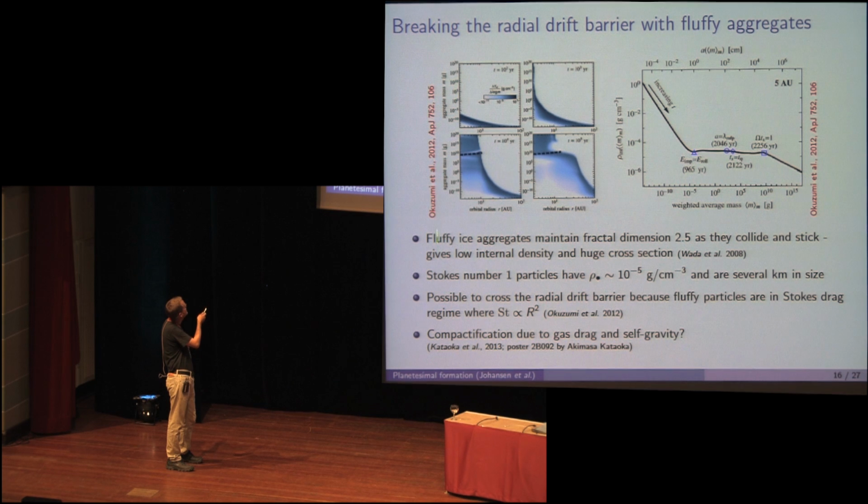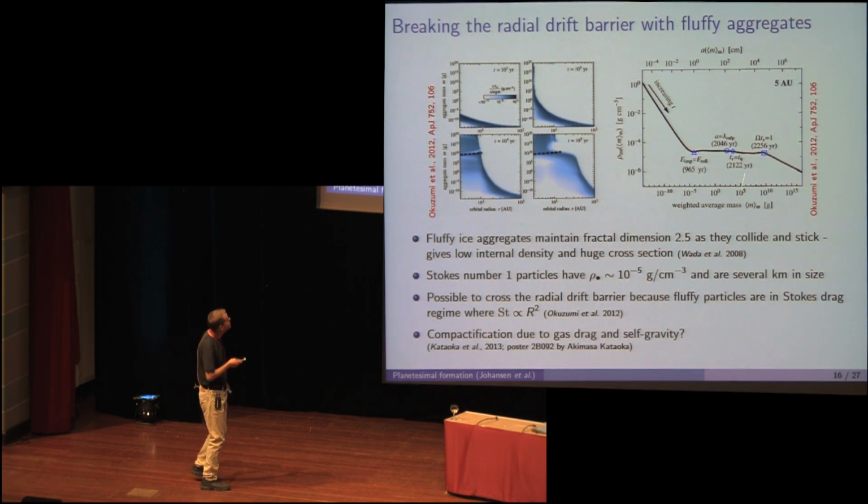Semi-major axis, aggregate mass, they started at micrometer sizes, which is something here in terms of grams. And then they grow up in the inner disk. You can see the radial drift. And at some point, they cross this radial drift barrier here with the line, and they grow up and actually form planetesimals.